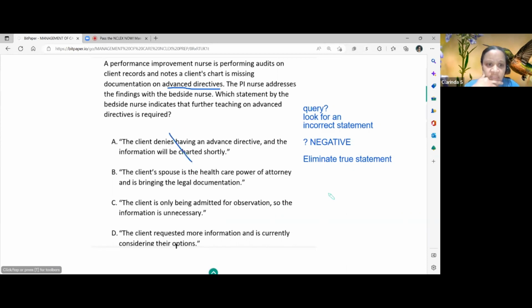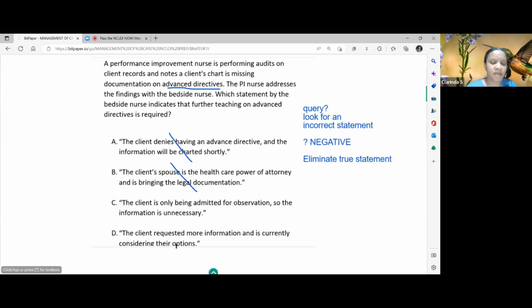All right, now we'll look at option B. Very good, got several eliminate. All right, so option B: the client's spouse is the healthcare power of attorney and is bringing the legal documentation. What do we think about that? Option B. Good, get rid of that one. So she's addressed the document. She's addressed the healthcare power of attorney.